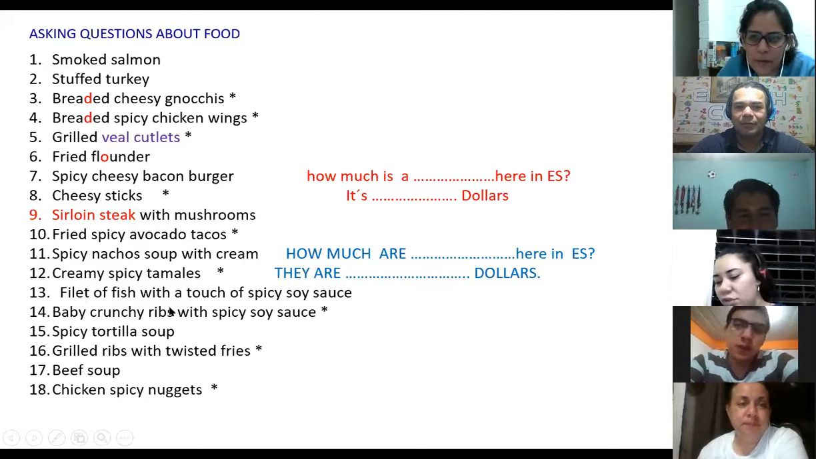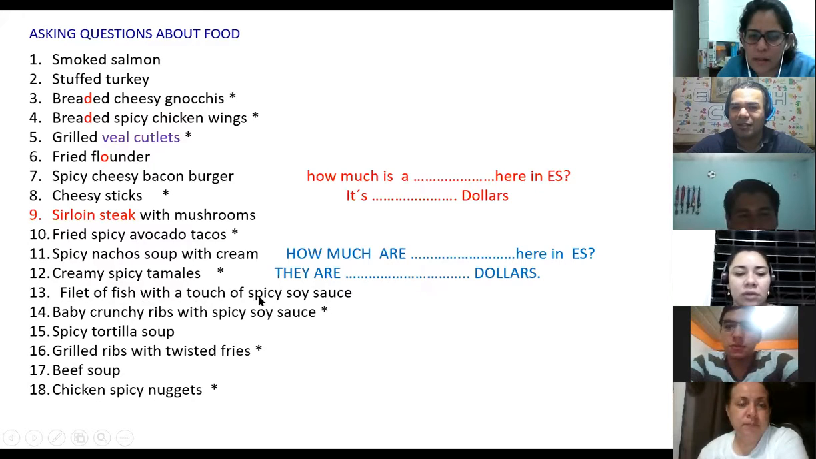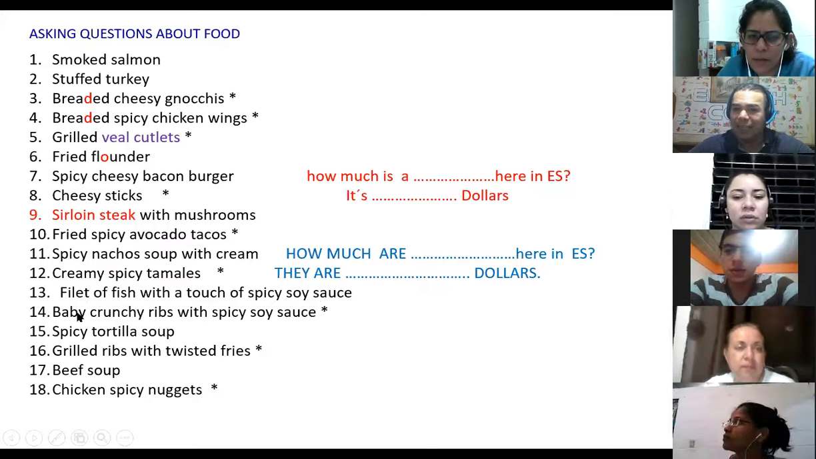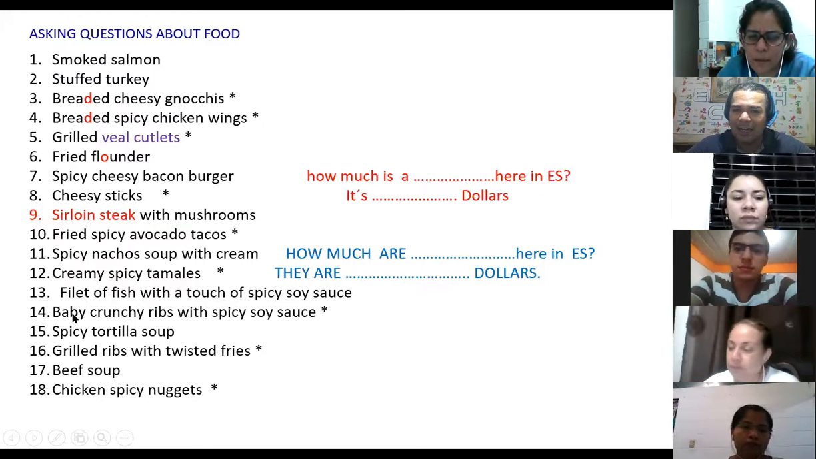Fillet fish with a touch of spicy soy sauce. Spicy soy sauce, perfect. Number 14, okay. Veronica, Carlita Veronica.